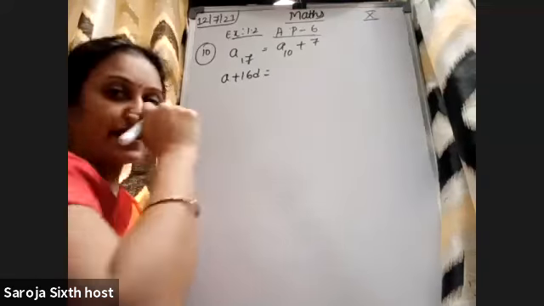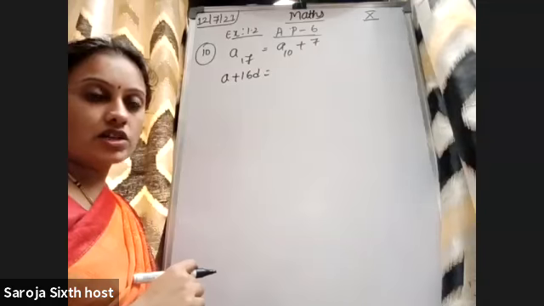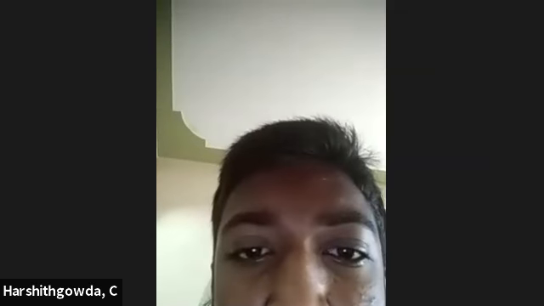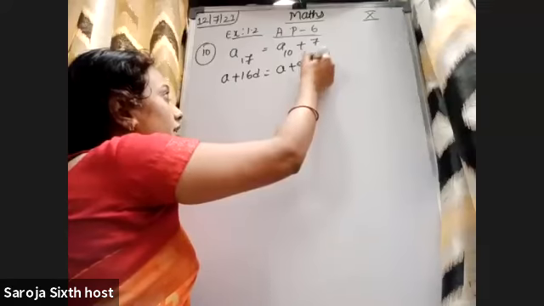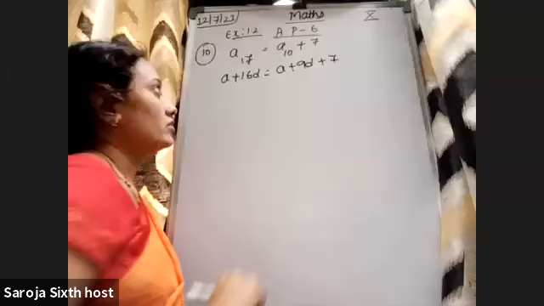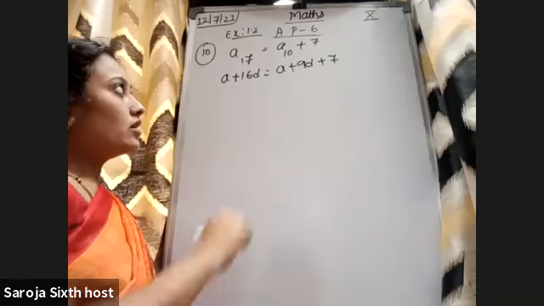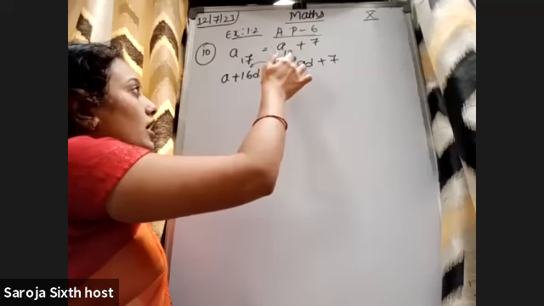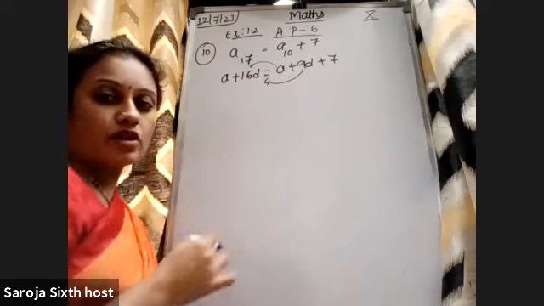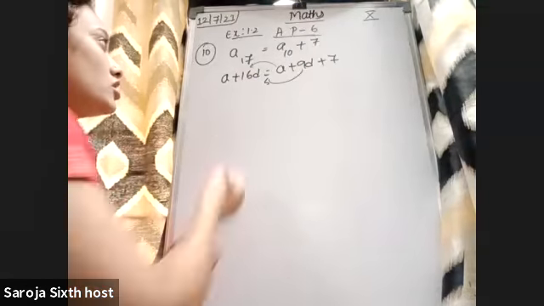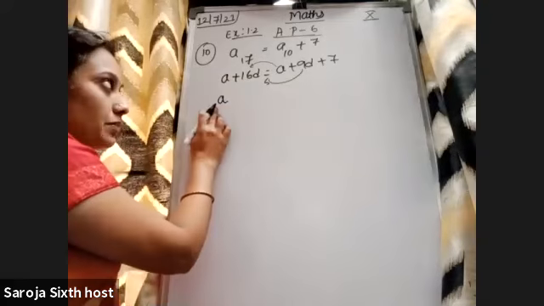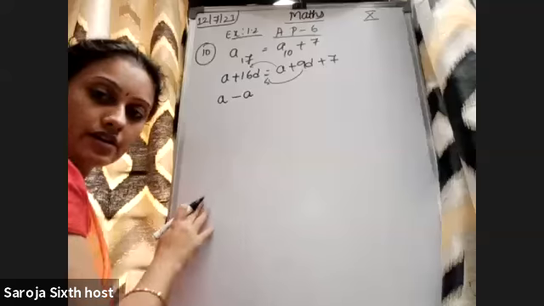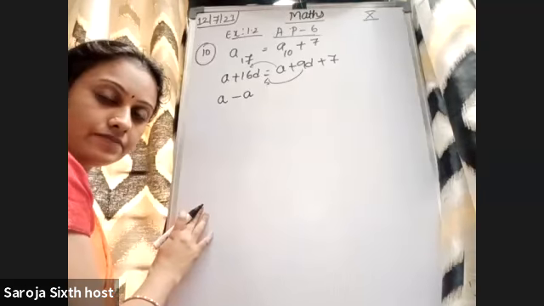Yes. A10 can be written as? Yes, Harshit, tell me. Ma'am, A plus 9D plus 7. So now you can see that when I shift this A this side, I will shift this A this side and 9D also this side because like terms are to be solved. So this A I will keep as it is. Plus A, when you shift here, you will get minus A. Is it right? Yes, ma'am.